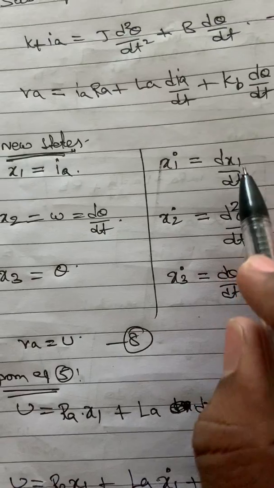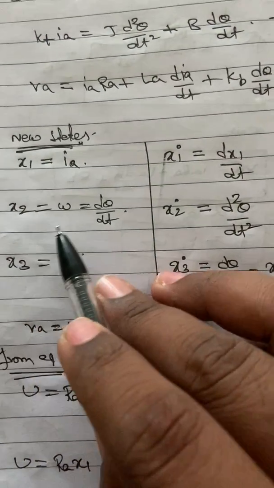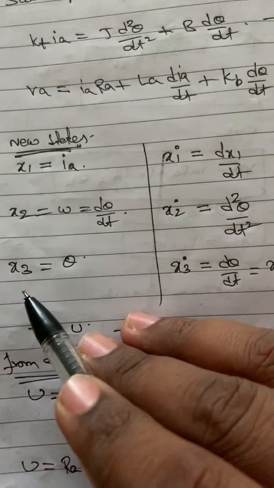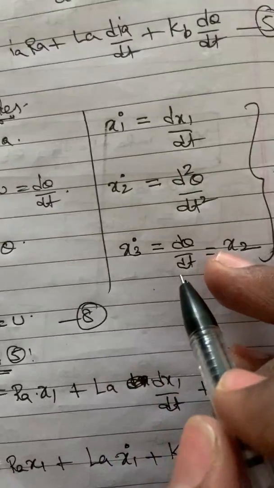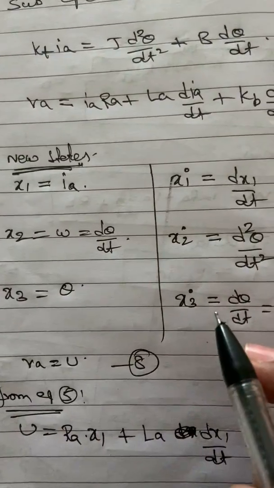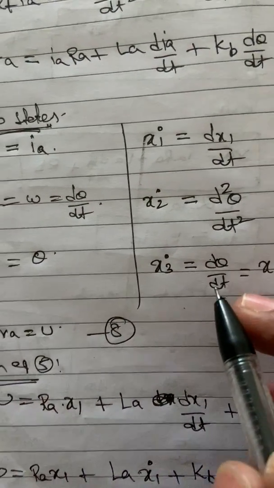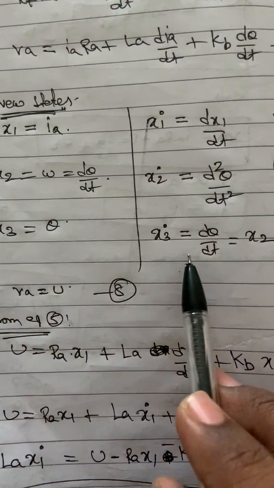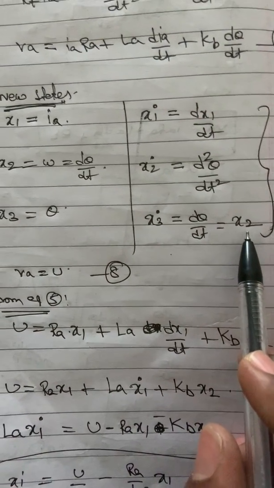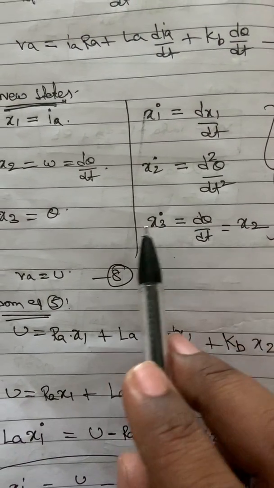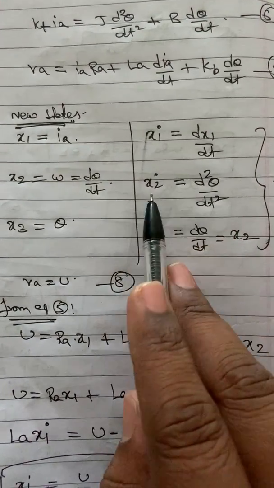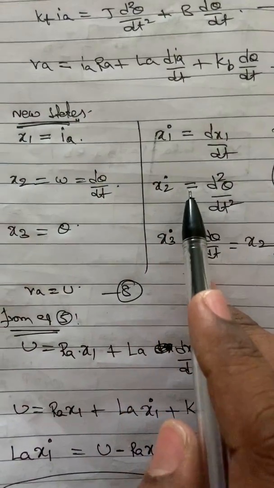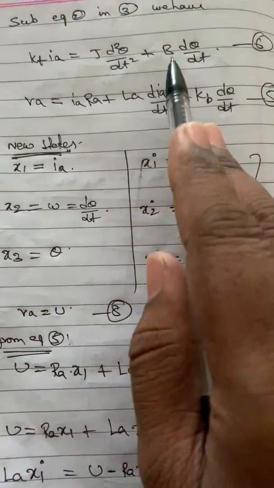Therefore x1 dot is equal to dx1 by dt. x2 is equal to theta and x3 is equal to d theta by dt, or x3 dot is equal to d square theta by dt square. So now integrate it in this. We have x2 dot is equal to d theta by dt, and already we have taken x3 is equal to d theta by dt. Therefore x2 dot can be written as x3. This is one of the state equations we have directly got here. But x1 dot is equal to dx1 by dt and x3 dot is equal to d square theta by dt square. That means we are supposed to derive x1 dot and x3 dot from the available two equations.